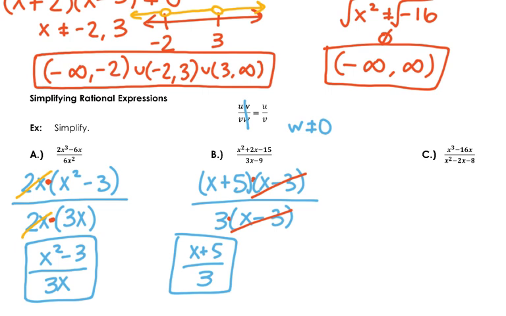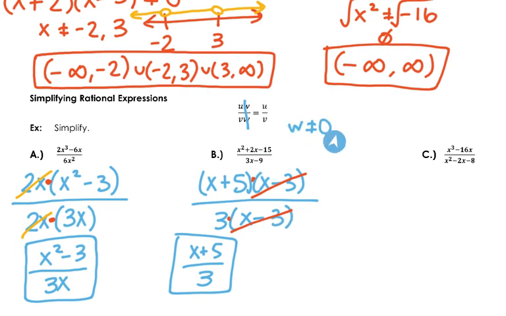Now, if I were looking at this domain here, it would be all real numbers. There's no way to make this denominator equal 0. So the domain of this would be all real numbers. The domain of the original was all real numbers except 3, right? If you plug in a 3 here, you'd get 3 times 3, which is 9. 9 minus 9 is 0. So 3 would cause a problem.